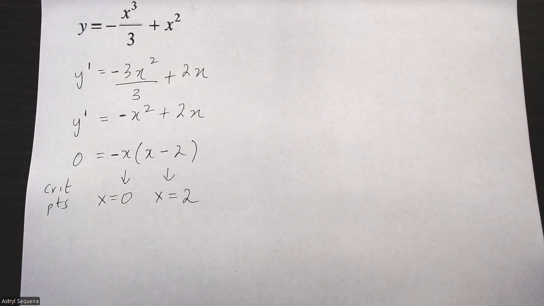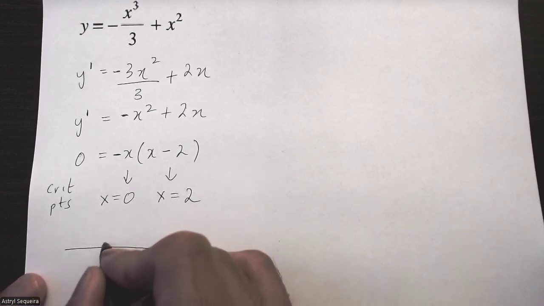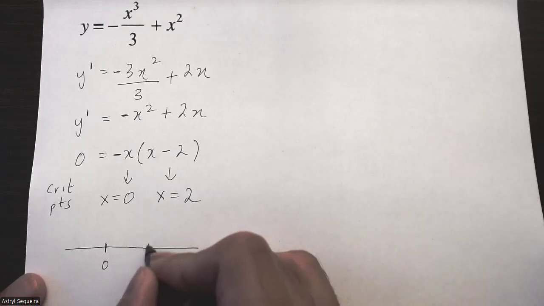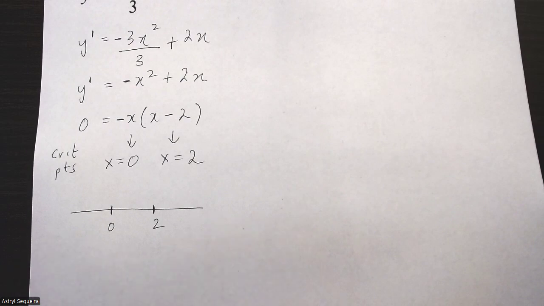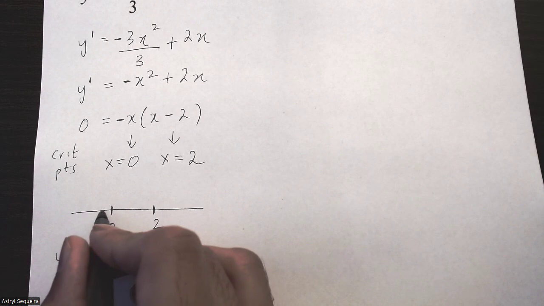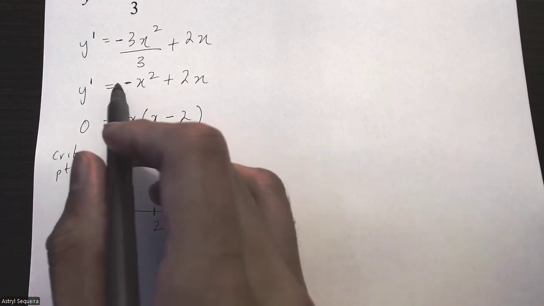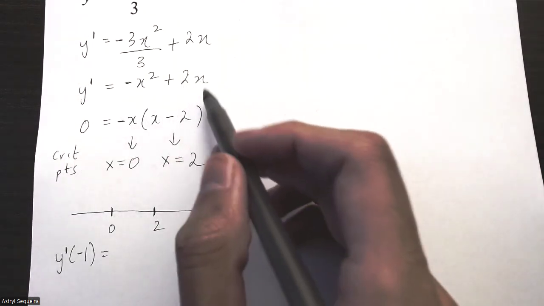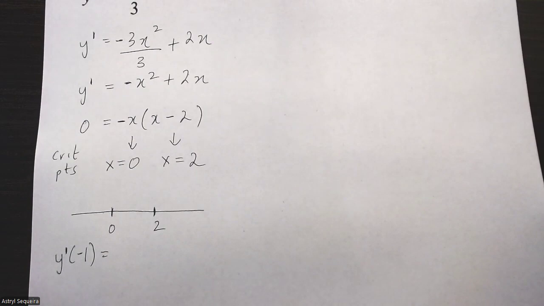The next thing I need to do is a number line, and I'm doing the number line to classify my critical points as either maxes or mins. I'll start by just putting my critical points on my number line. And now I'll test all the different ranges. So I'll try y prime. In this range, I'll just pick -1. I'm going to sub that into my derived equation. You can either do this one or this one. It doesn't matter. I'll do this in my calculator.